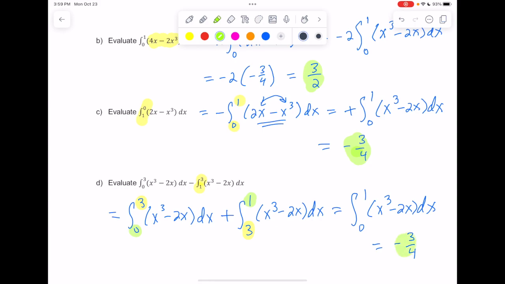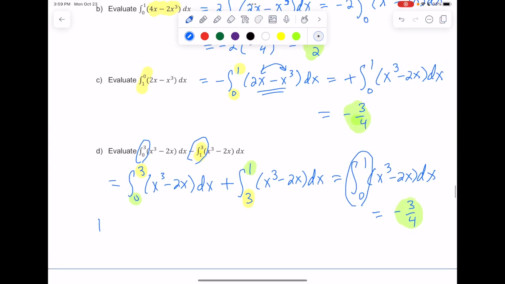So there's some examples of using the property. By the way, if you want to just argue this from an area point of view, if you take the area from 0 to 3 and subtract out the area from 1 to 3, what should be left over is the area from 0 to 1. See if we've got room to do a quick visual on that.